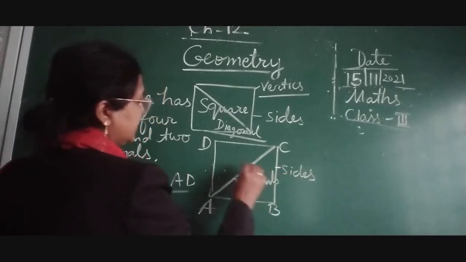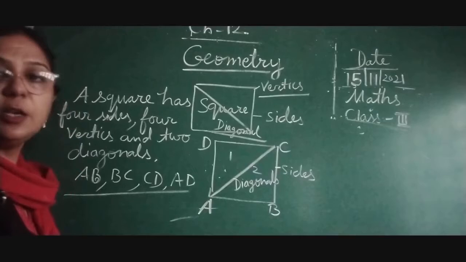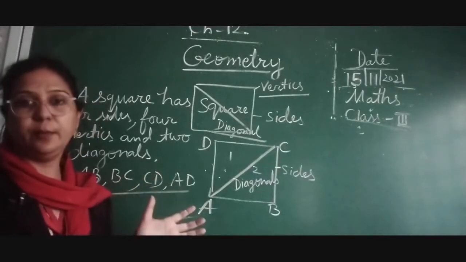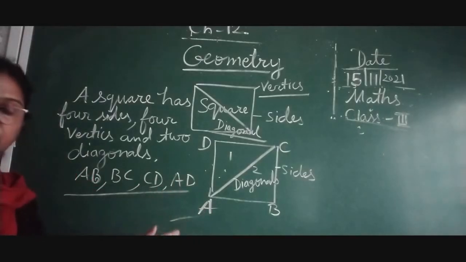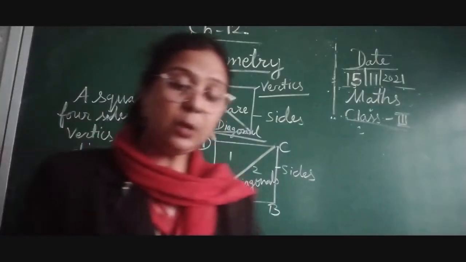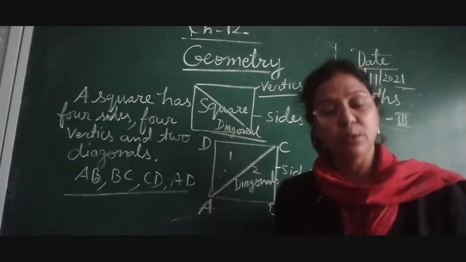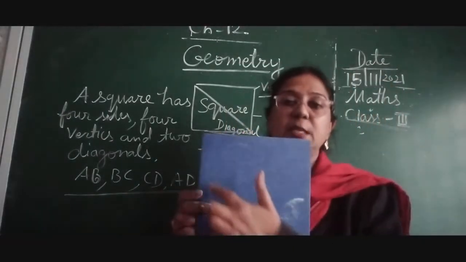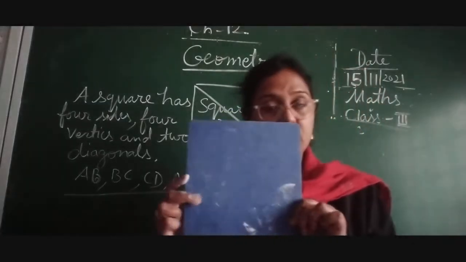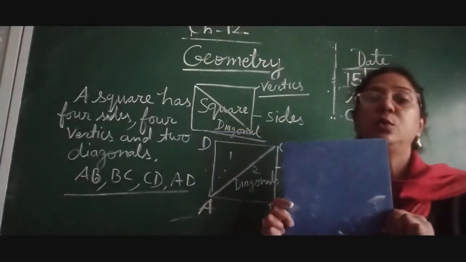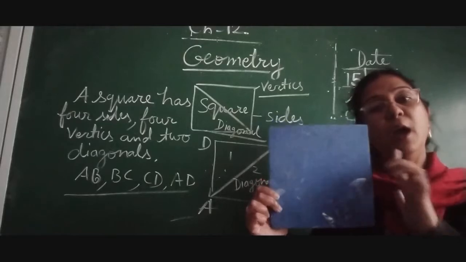So here children, you can see this is 1 and 2. So there are two diagonals. Okay, there are two diagonals in a square. So children, all sides of the square are equal. This is an important feature of square. Each side is equal. If we measure this figure of a square, you can find each side of this square is equal.